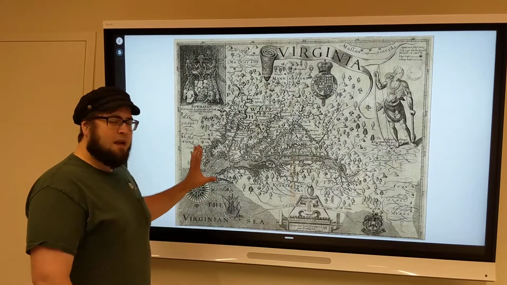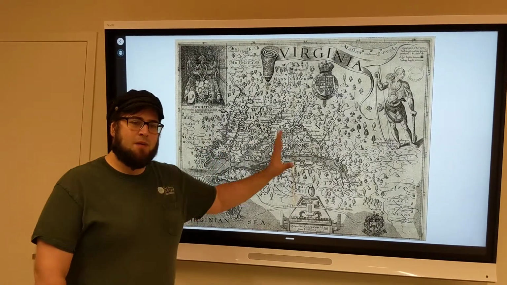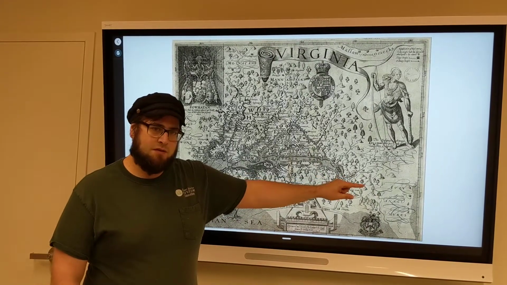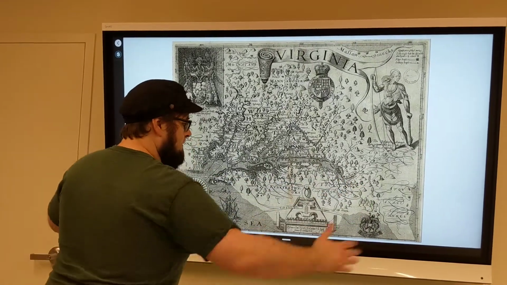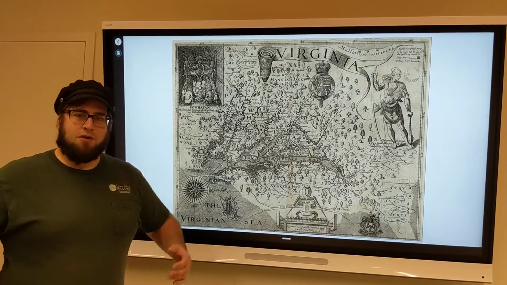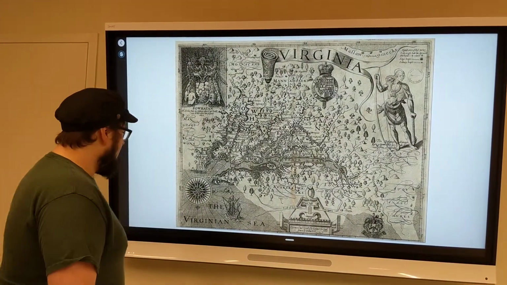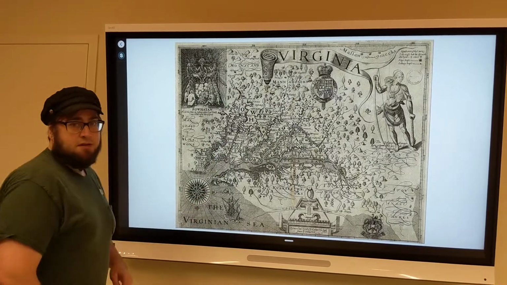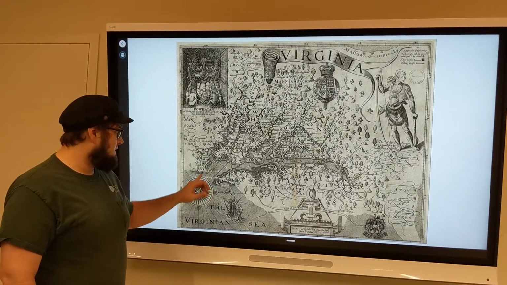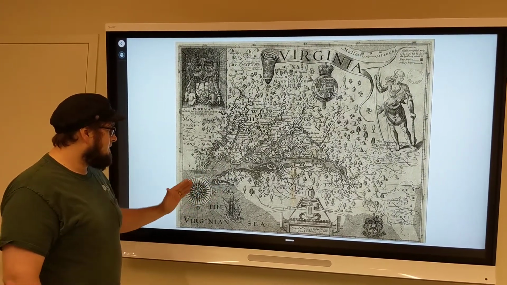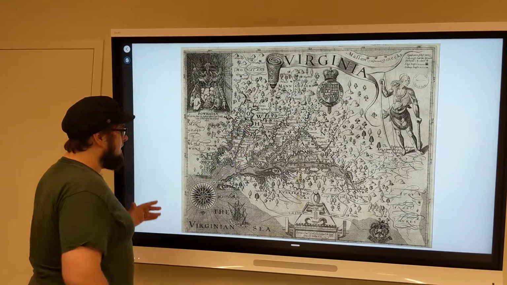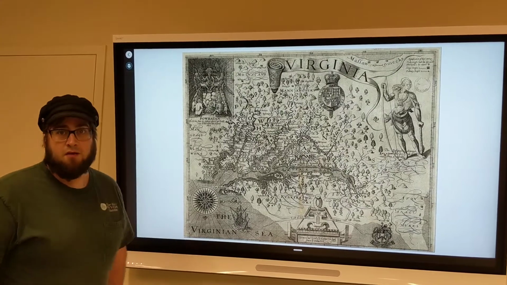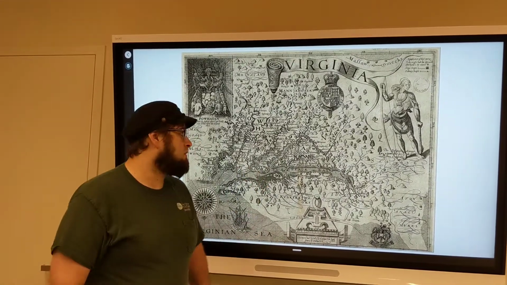Why do you think John Smith made his map oriented in this direction, with north pointing towards the right-hand side? Well, as you're coming across the Atlantic Ocean, this is what you're going to see. The first part of the bay that you're going to see is Cape Henry and Cape Charles. So if you're oriented the other way and you're coming across the ocean, you might assume that you're right in the middle of North or South Carolina, and that just might throw you off a little bit.